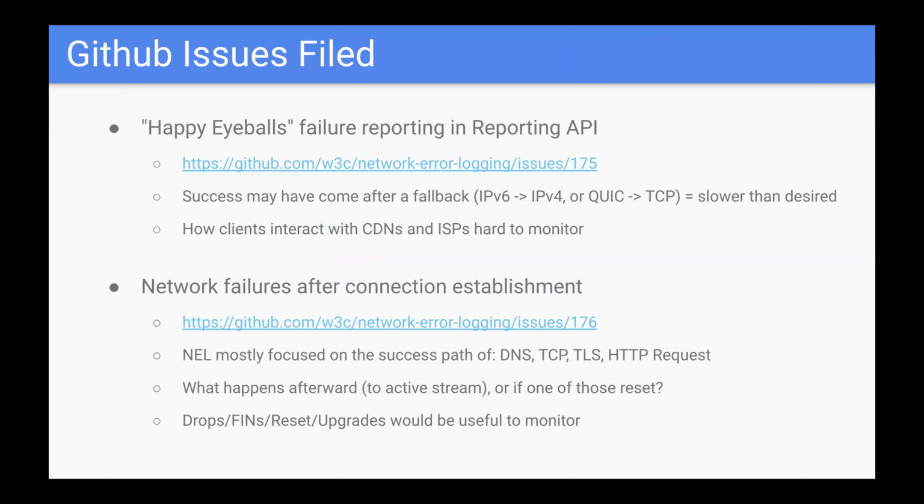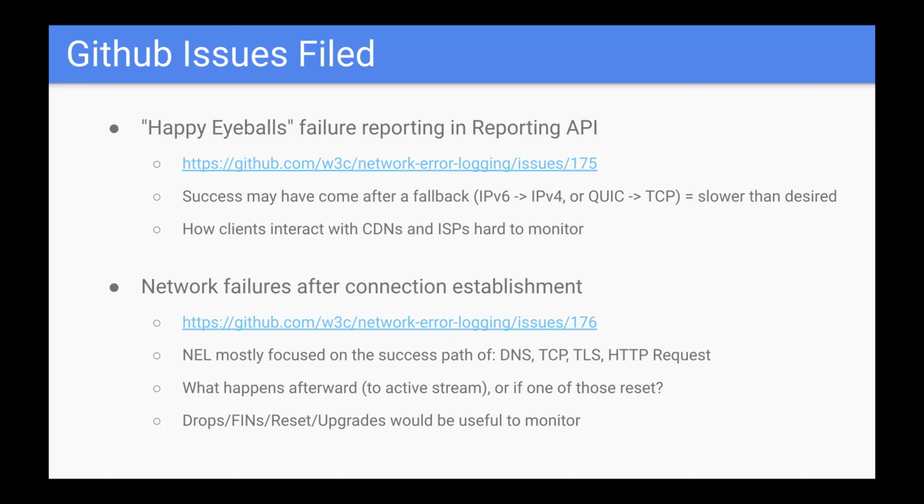So we've got Eric Nygren, who's also on the call, was able to file a few issues covering some of the details. So this is NEL issue 175 and 176. The first one is more covering the Happy Eyeballs failure reporting and how it relates to the Reporting API and Network Error Logging. You can obviously get into those issues for more details, but the crux of it is that there may be some success after there's been a fallback, right? If you tried IPv6, it didn't work, fall back to IPv4.